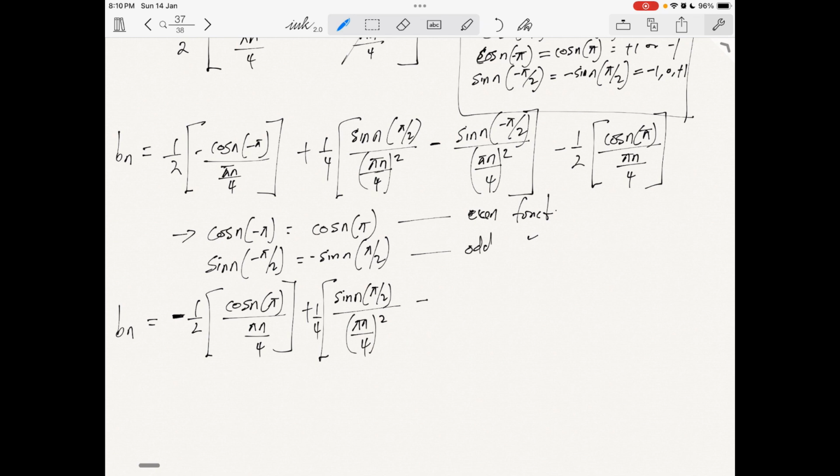minus, we will now make the substitution of this, and we have minus into minus sine n pi over 2 divided by pi n over 4 squared. Now we can see that this minus and this minus multiply together to be plus, so therefore this becomes plus, and we have minus 1 over 2 cos n pi divided by pi n over 4.